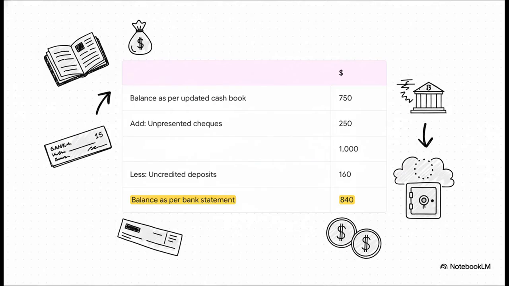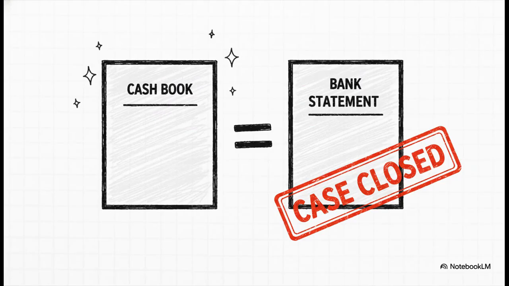We start with our updated cash book balance, our true cash position, which is $750. We then add back the $250 for that unpresented check, because remember, that cash hasn't actually left the bank yet. That gets us to an even $1,000. Now, we subtract the $160 deposit that the bank is still processing, and what do we get? $840. Look at that, a perfect match with the bank statement balance. And just like that, case closed. The mystery is solved.